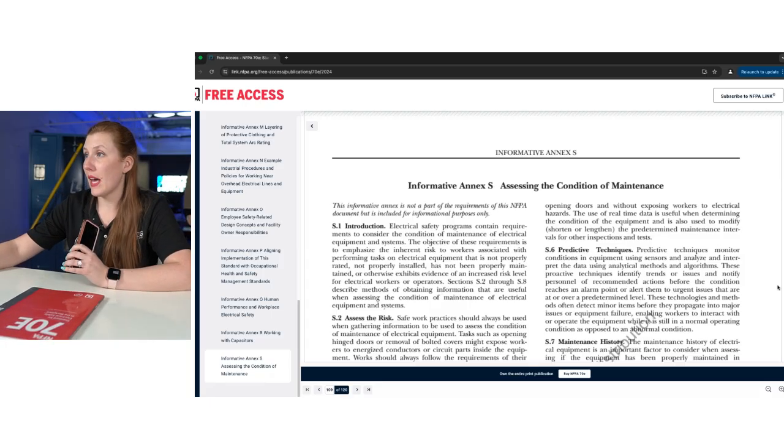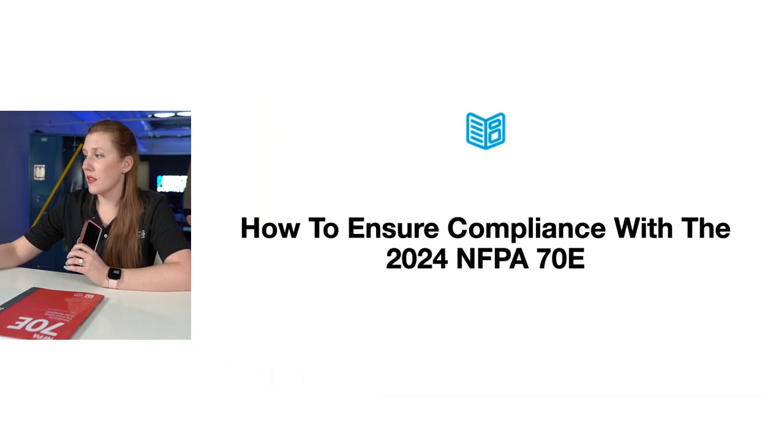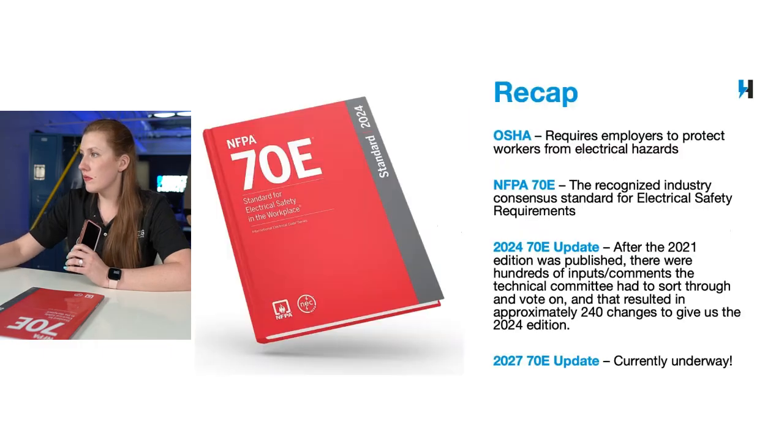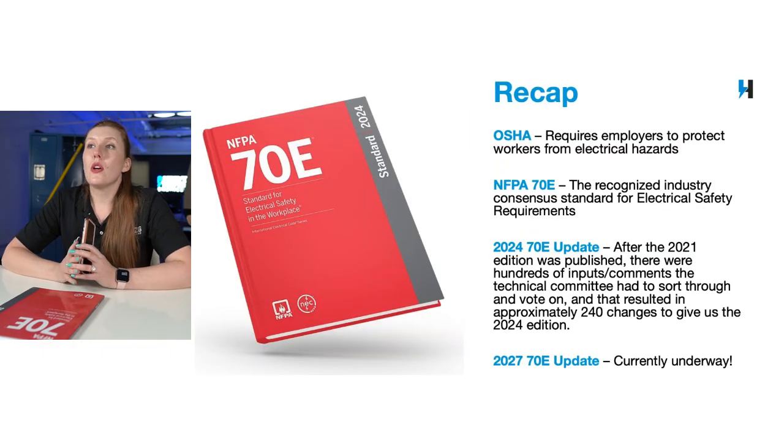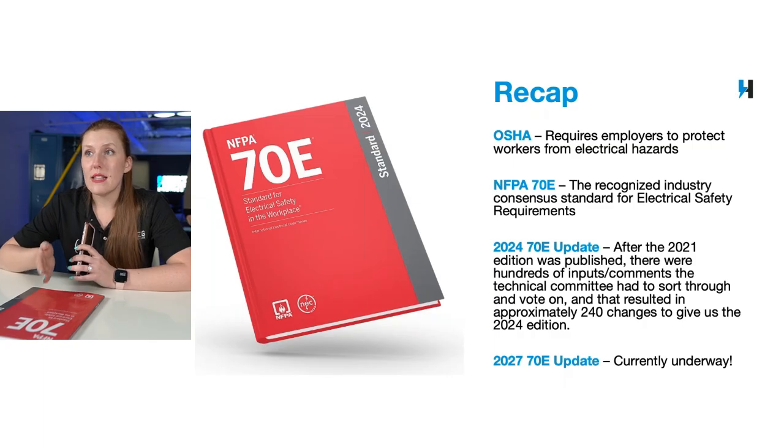Okay, now aside from that, again, it was mostly just organization updates. Okay, I'm going to go ahead and go back to the slide deck here and give you a recap. So OSHA does require employers to protect workers from these electrical hazards. Electric shock, not just shock because there's multiple types, electric shock, arc flash and arc blast. NFPA 70E is the recognized industry consensus standard for electrical safety requirements.